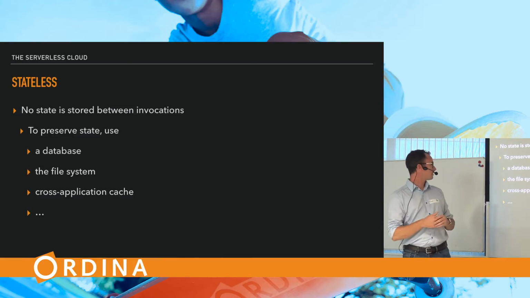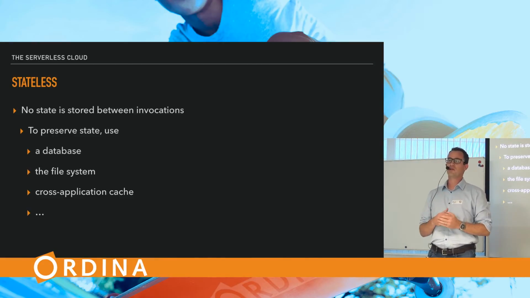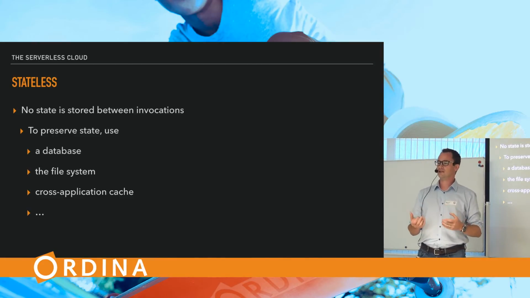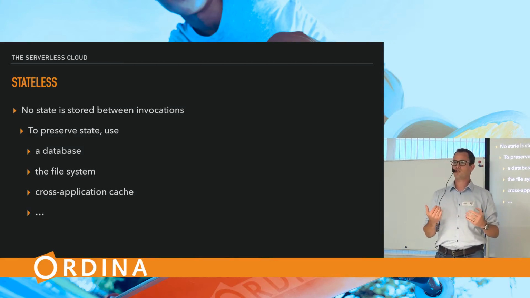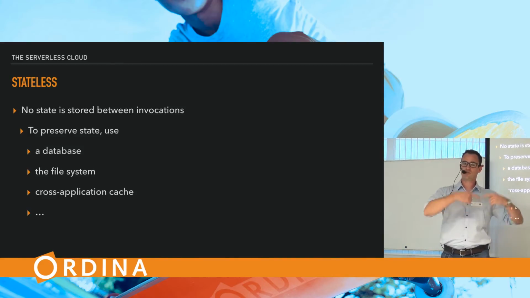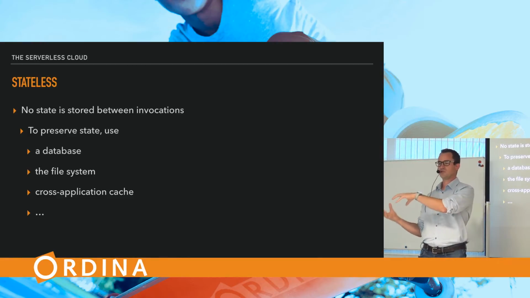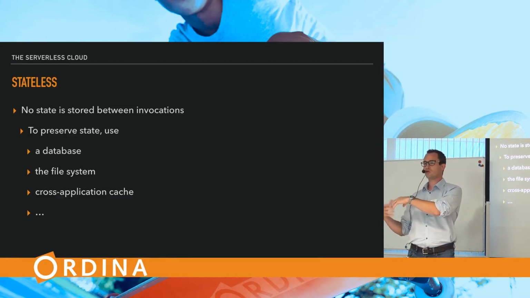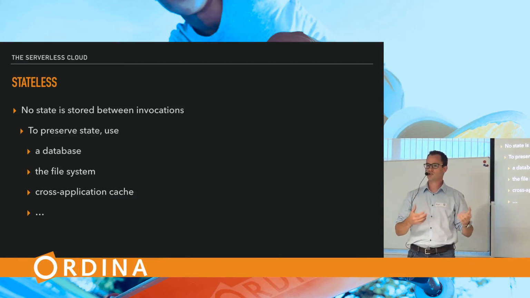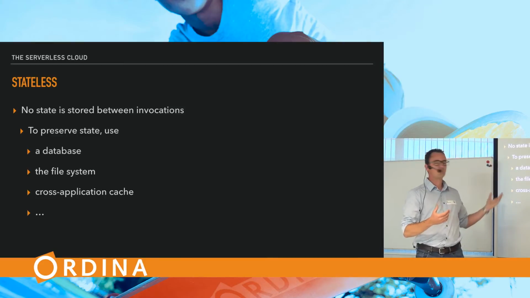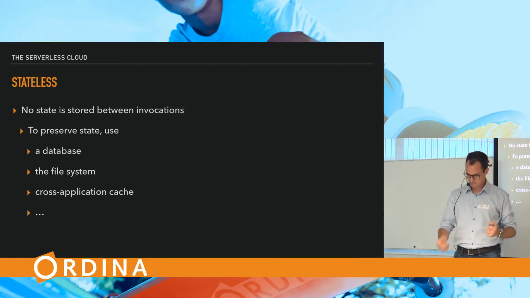Another characteristic that we know from cloud native applications, from microservices, is that it is stateless. So there is no state between invocations, and that makes a lot of sense since there is no server between invocations. So if you want to have a preserved state between method invocations, you're going to need an external database, the file system, or some distributed caching system. Most of us know that from a microservice world.